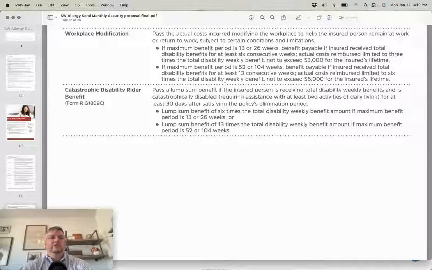Workplace modification. We talked about this on the accident plan in video 1. What this does is pays the actual costs incurred modifying the workplace to help the insured person remain at work or return to work. If the maximum benefit period is 13 or 26 weeks, benefit payable if insured received total disability benefits for at least 6 consecutive weeks, actual cost reimbursed limited to 3 times the total disability weekly benefit, not to exceed $3,000 for the insured's lifetime. Okay, so it's saying it's paying actual costs not to exceed $3,000.